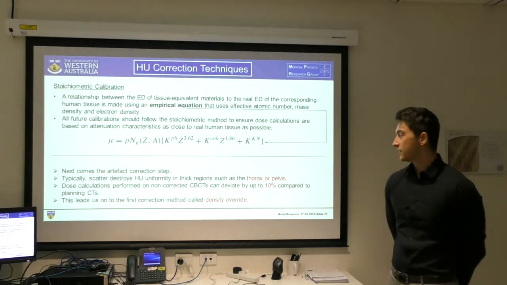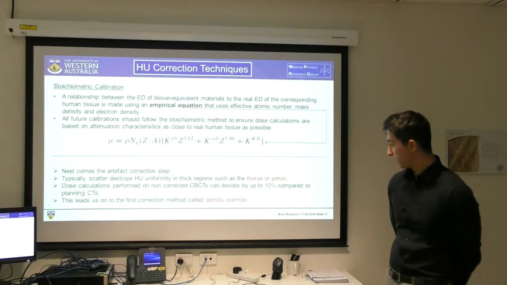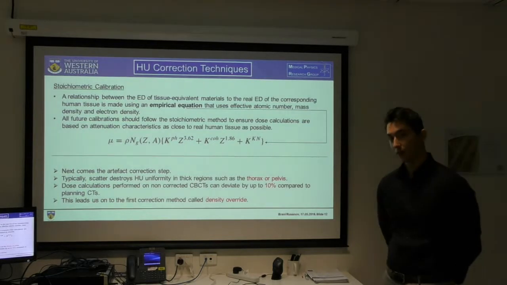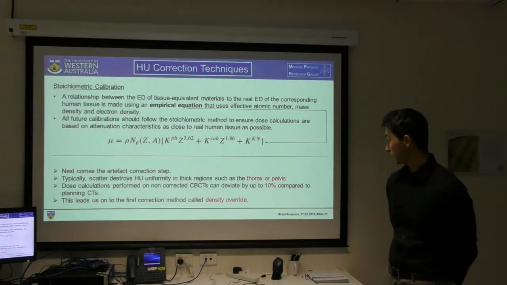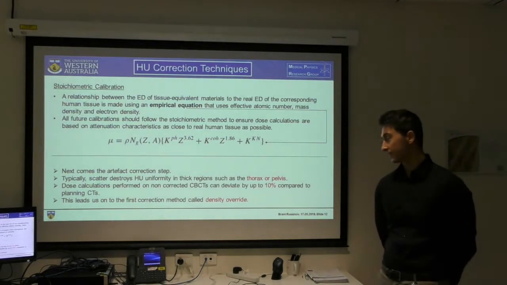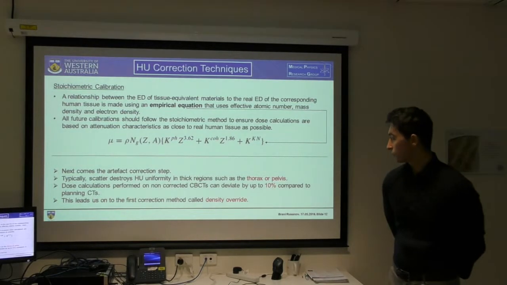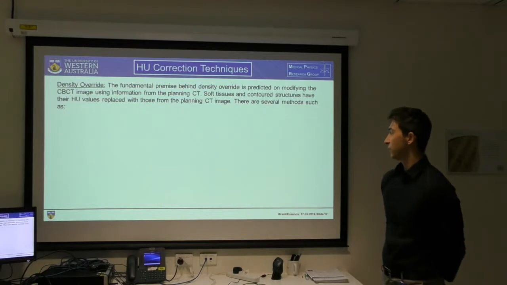So typically, scatter destroys HU uniformity in thick regions such as the thorax or pelvis. And so dose calculations performed on non-corrected CBCTs can deviate by as much as 10% compared to planning CTs due to artifacts and, of course, scatter. And this leads us to the first correction method called density override.